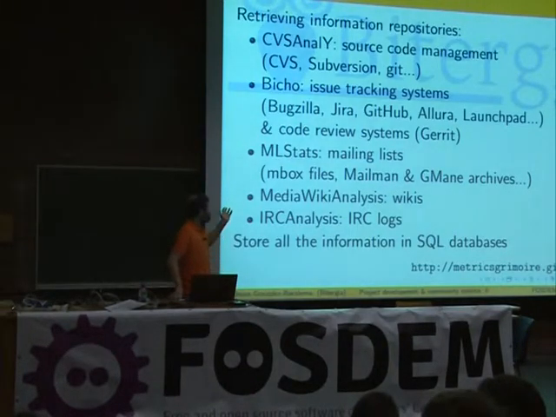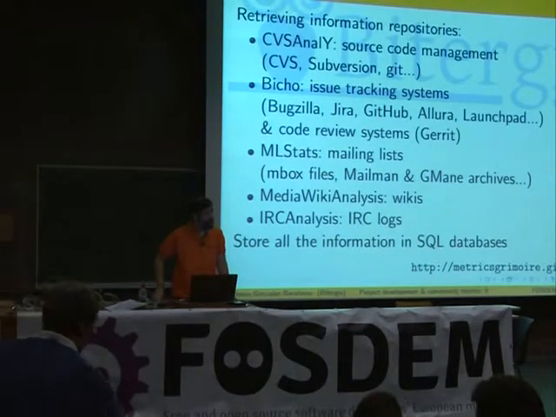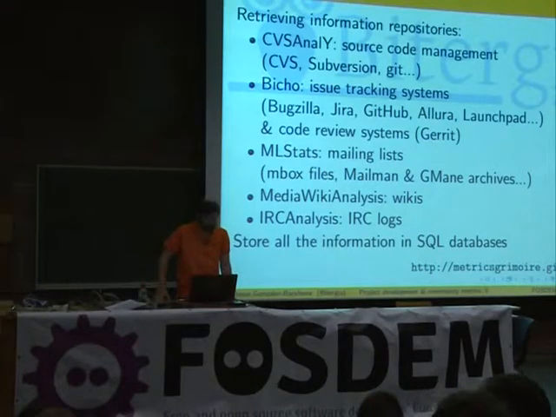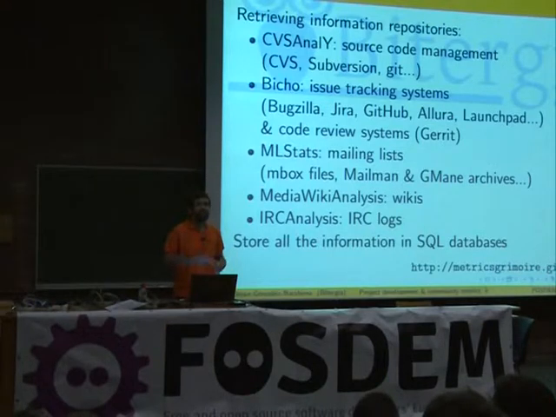Then for mailing lists, we have MLStats, which supports standard inbox files, but also can automatically go to Mailman or to Gmail, download the mailing lists, analyze them and introduce them into the database. And then we have a couple of tools for wikis. This is only supporting MediaWiki for now, and IRC analysis. The idea of IRC analysis is pretty simple. You need IRC logs, and the tool only parses the logs. IRC analysis supports two or three of the most common formats for IRC logs. So basically all of this gets information from the repositories and puts it into the database.